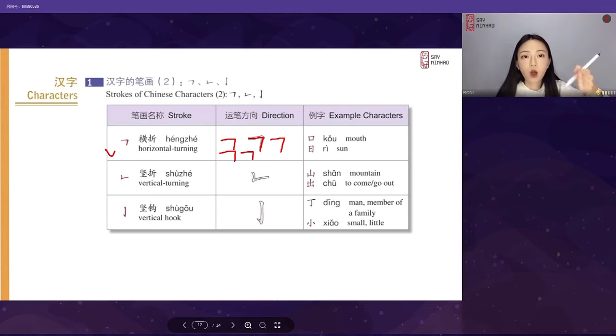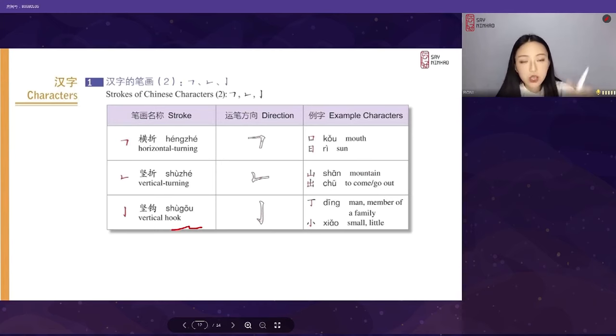First one is 口, which means mouth in Chinese. So as we can see, this 口 is written in this way. See carefully. First, a vertical 竖, and then a 横折, horizontal turning, what we are learning now. And last is the horizontal. This is mouth. Next example is 日, which means sun. First, I'm going to write a vertical and then the horizontal turning, then a horizontal and then a longer horizontal. This is the example character for 横折.